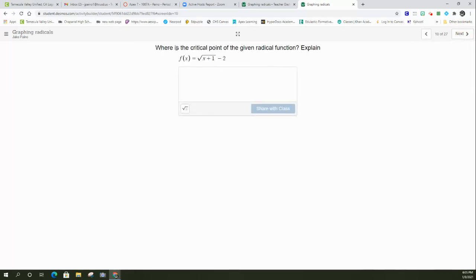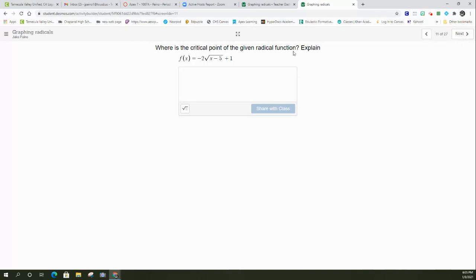All right, where is the critical point of the given radical function? Here we have no graph. We're just given a function. So we want to identify our h and k. There's no a, which doesn't affect the critical point anyway, so a is 1. The h is -1, shifted one spot to the left, and k is -2, two spots down. If you're starting at -1, one spot to the left is -1, and then two spots down is -2. My critical point is (-1, -2). Again, that's just (h, k), and h is -1, k is -2.